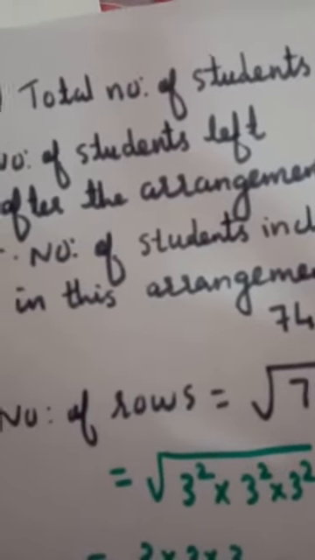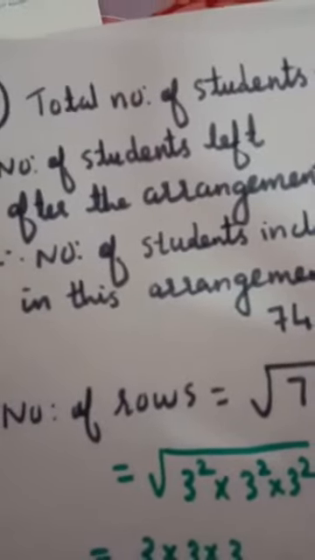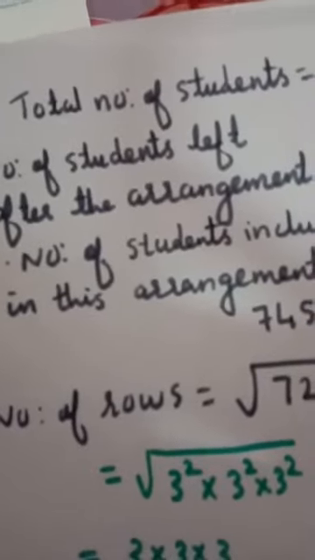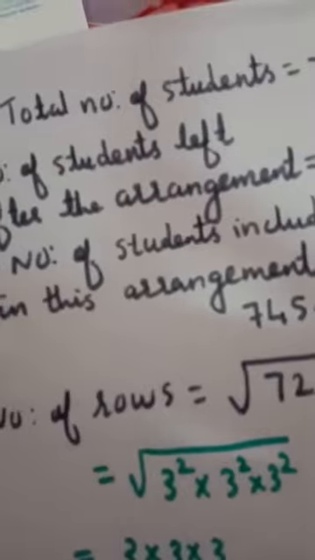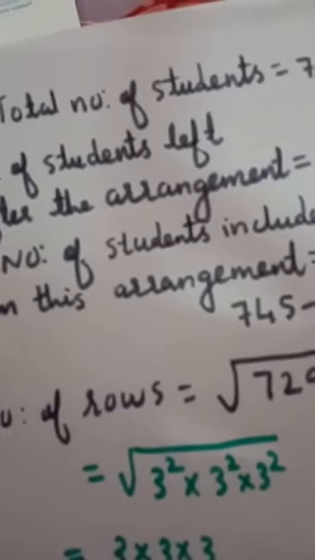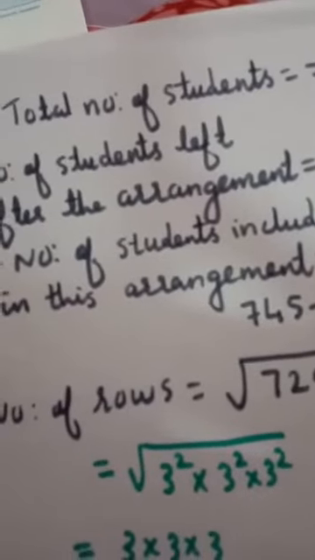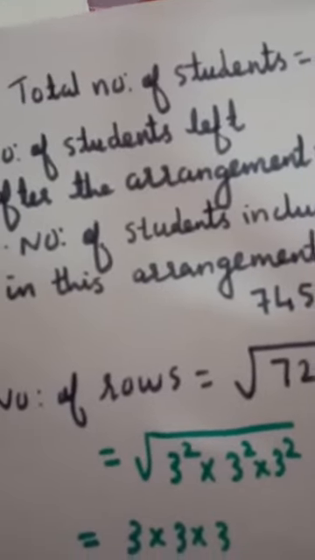That means it's a square number. We already know that when the number of rows and columns are equal, it is a square number. For example, 5 rows and 5 columns: how many students are there? 5 5s are 25. 8 columns and 8 rows means 8 into 8, 64. And 6 rows and 6 columns means 6 6s are 36. That is, it's a square number.